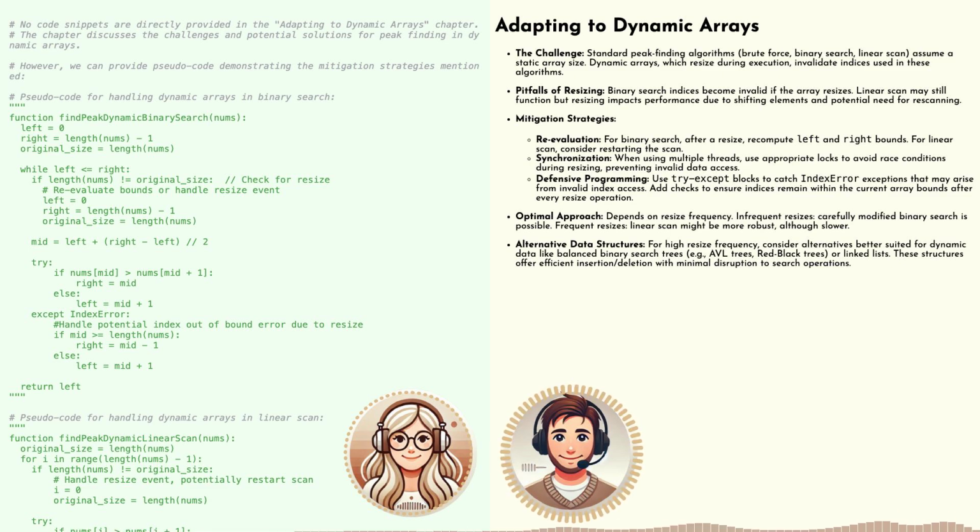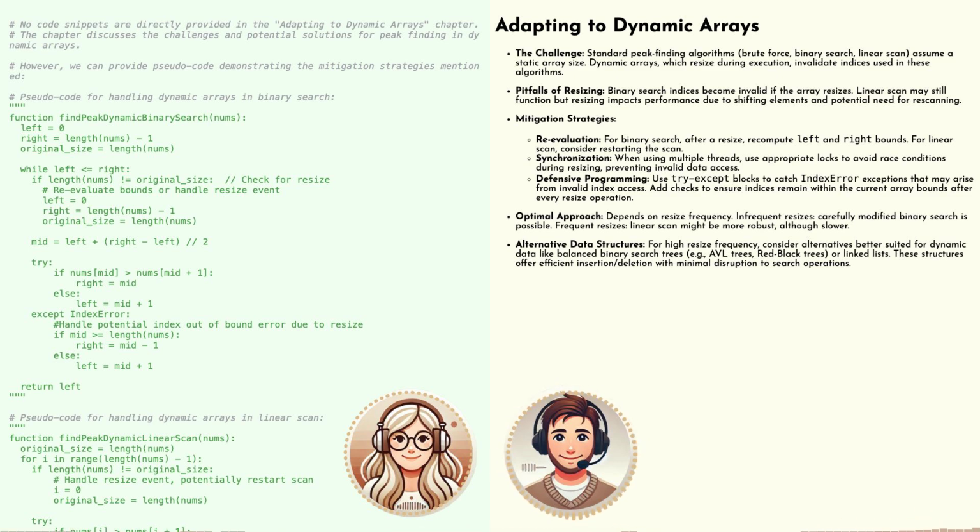I see. So if we add an element that's smaller than the current peak, and it doesn't really affect the peak's immediate neighbors, then we're good, right? Exactly. We don't need to do anything unless the new element is bigger than the current peak, or if it changes the relationship between the peak and its neighbors. Gotcha. Okay, so let's say we add an element that is larger than our current peak. What do we do then?